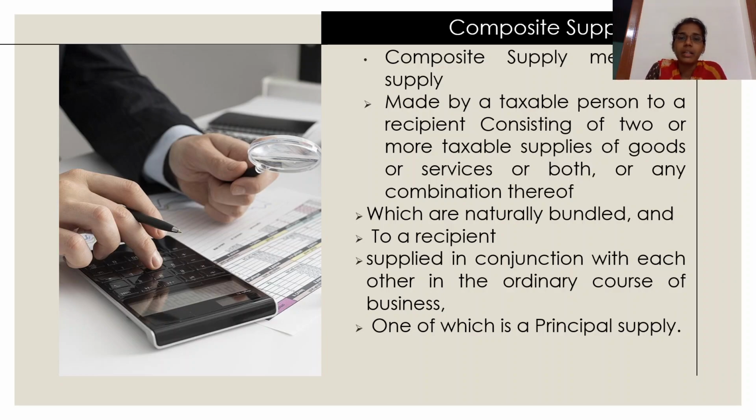This "naturally bundled" is one of the key words, where the supply is naturally bundled and made to a recipient, supplied in conjunction with each other in the ordinary course of business. So it has to be supplied in the ordinary course of business, of which one is the principal supply. Of all the supplies that we are making, one would be the principal supply and all the other supplies would be considered as the additional supplies.